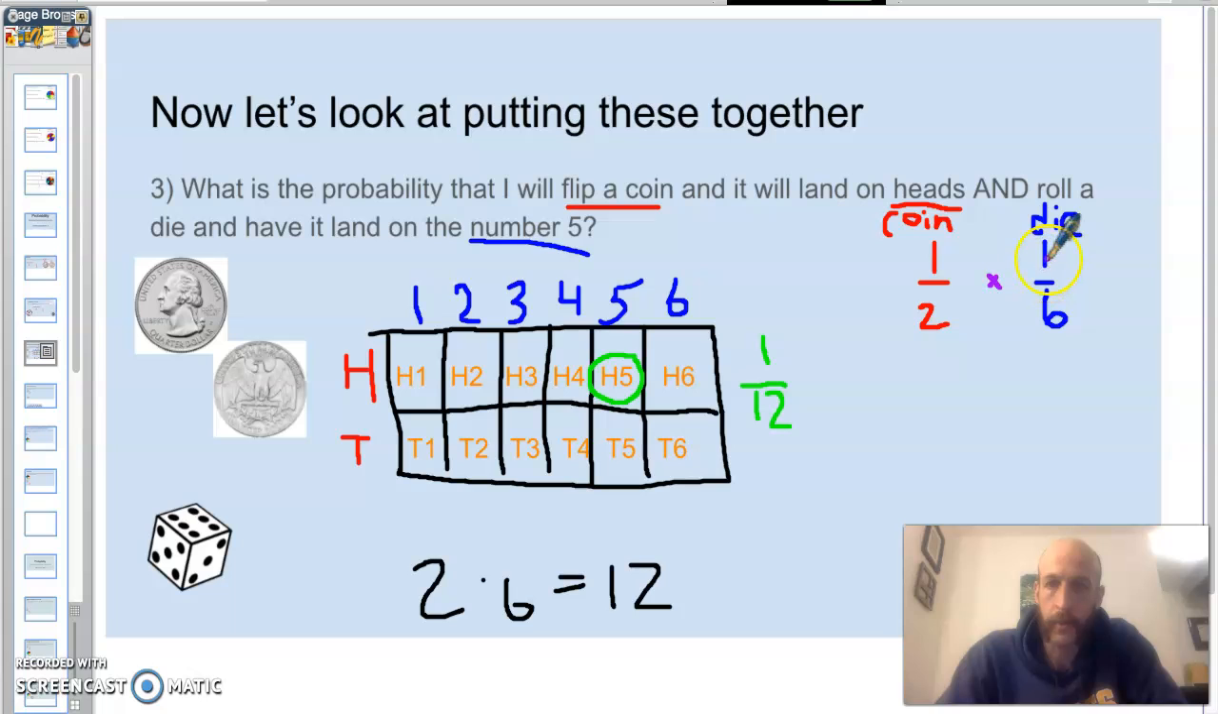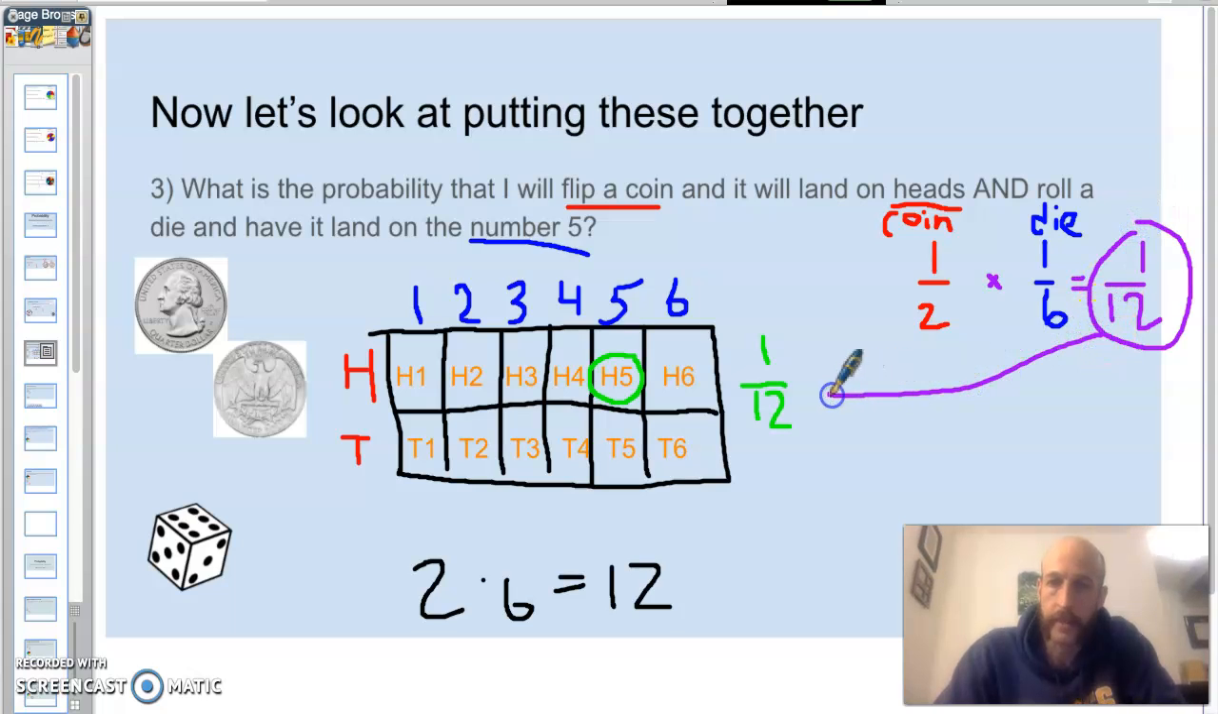1 times 1 is 1. 2 times 6 is 12. When you multiply each individual probability, so the probability of a heads and the probability of a 5, you get the probability of both of those things happening. You can see that we get the same answer. Okay, so keep that in mind as we move forward.